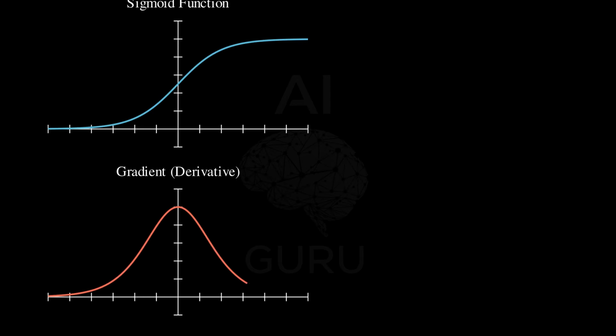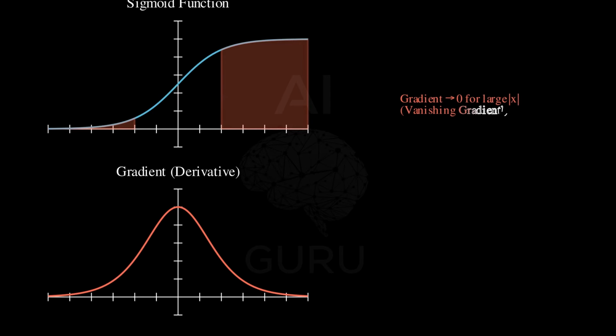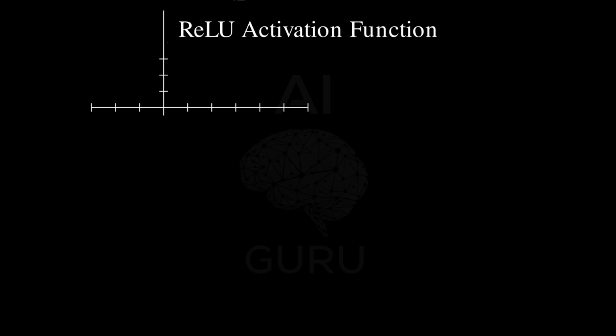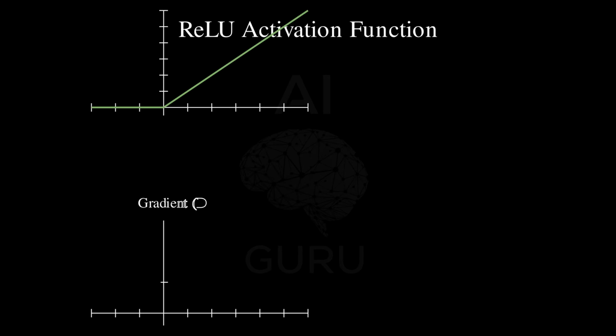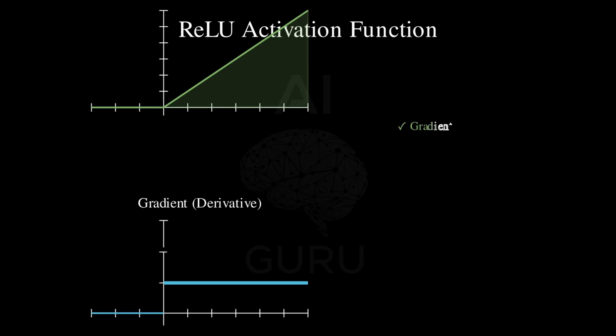With brute force simplicity. For any positive input, the function is just f of x equals x. The derivative of that is 1. A constant gradient of 1. It's not 0. So the error signal can flow backwards to the positive side of the network without getting weaker. It just passes the signal straight through. And that one simple property allowed researchers to finally train networks that were dozens, even hundreds of layers deep. So that was the turning point.